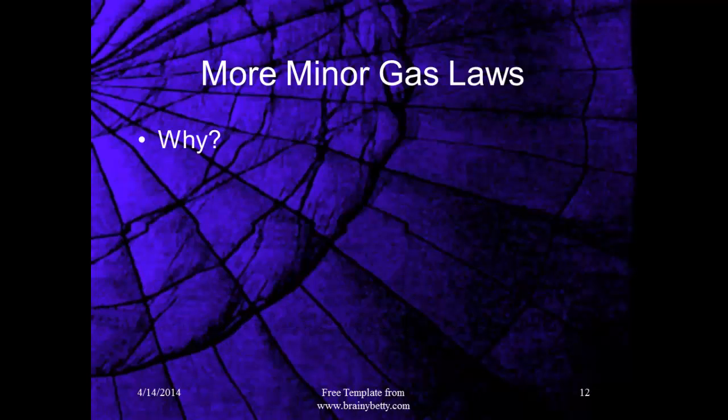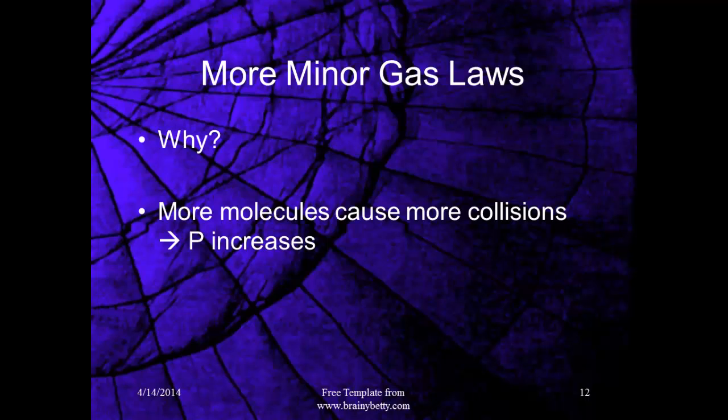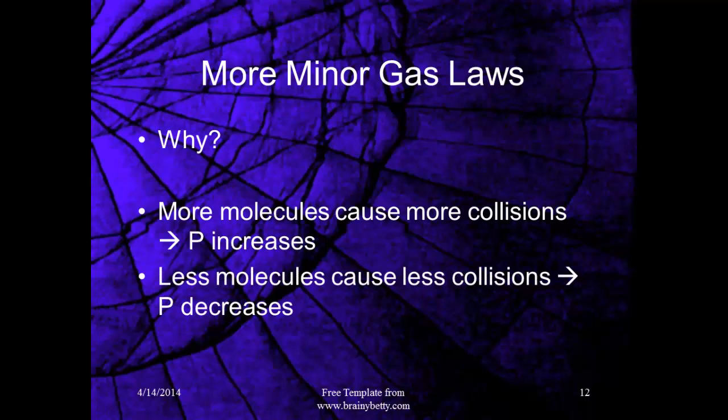So why does this occur? More molecules cause more collisions, more pressure. And the opposite is also true. Less molecules would cause less collisions, which means less pressure. Is this a direct or an inverse relationship? Direct. So what's the equation going to look like?